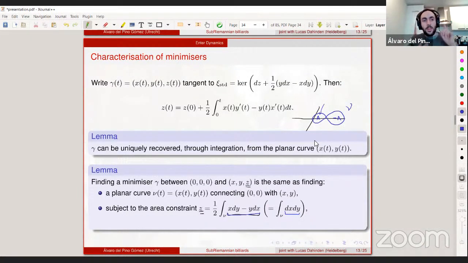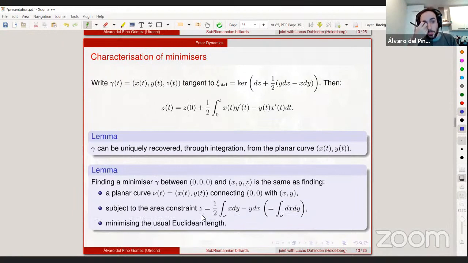Let's recap. We are looking at curves that go from 0 to the desired endpoint, they also end up with the desired height, and additionally, I want to minimize how long they are. This is the same problem, but now it's a planar problem. It's a variational problem, but with a constraint. So this is basically a problem of Lagrange multipliers, maybe.